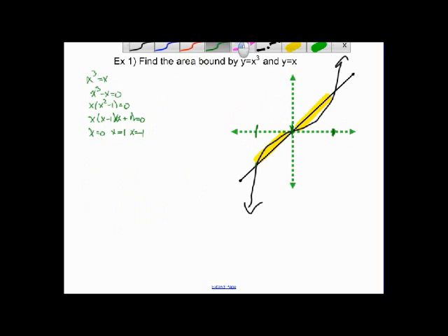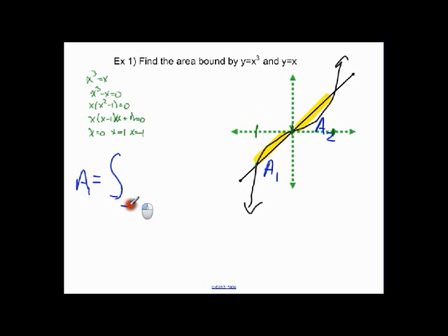So now we're going to start working on our area. I'm going to call this part here area 1, and this part here area 2. So area 1 is the integral from the left bound to the right bound, so negative 1 to 0.